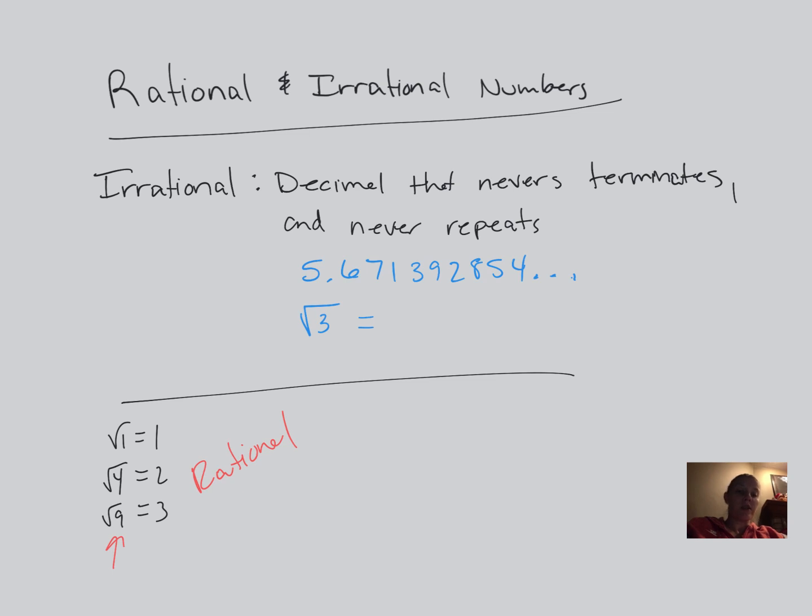But any square roots in between here, so square root of 2, square root of 3, or square root of 5, square root of 6, square root of 7, square root of 8, any in between there are going to be irrational. So that's how you can do it if you don't have a calculator to check.